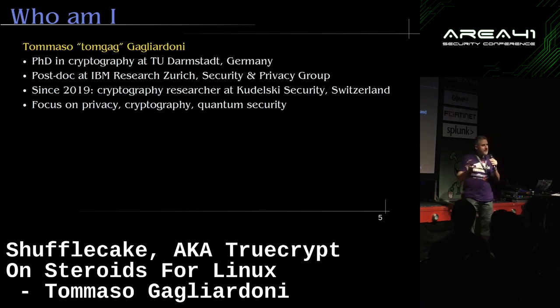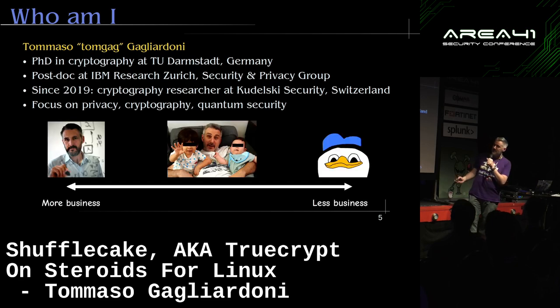First of all, a few words about me. My last name is Gagliardoni, by the way. That's the difficult part. I'm a cryptographer and mathematician. I did my PhD in Germany. I worked at IBM, and then I joined the research team at Kudelski Security, which is a Swiss-American cybersecurity company, not to be confused with Kaspersky Security. I don't do antivirus. My focus is on cryptography, especially on the privacy and quantum computing side. This is just to say that at any point in time, you can find me in a quantum superposition of more business or less business activity. And Shufflecake definitely goes in the less business activity. So there is nothing commercial here. It's just a pet project of Elia and myself at this point.